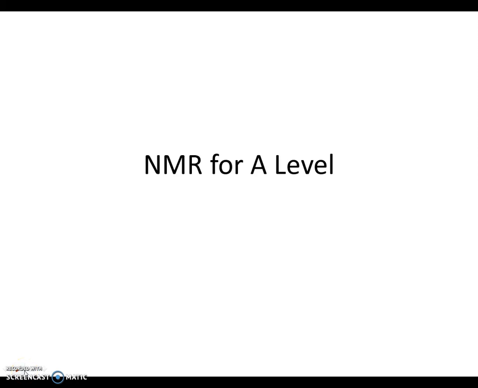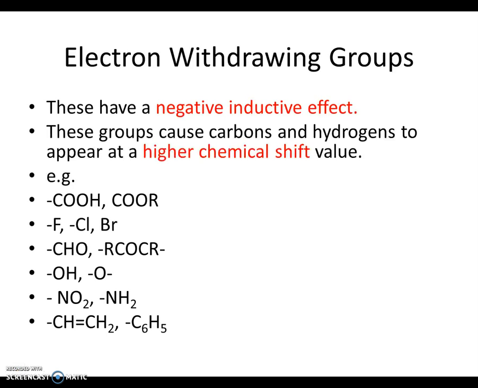Okay, this video is quite simply just an introduction to NMR for A-level. First of all, we just need to think about electron withdrawing groups and electron donating groups. First of all, electron withdrawing groups have a negative inductive effect. So in terms of NMR, they cause carbons and hydrogens to appear at higher chemical shifts.